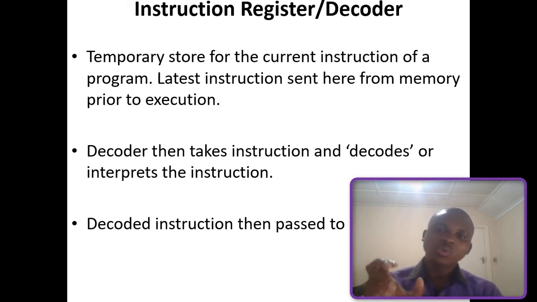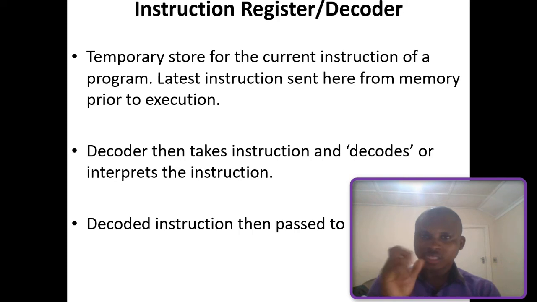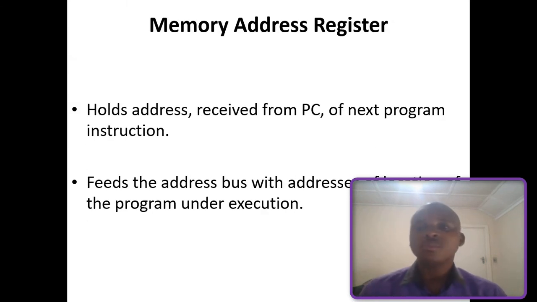Then we have the instruction register or instruction decoder, the temporary store for the current instruction. It will be storing the current instruction of a program, which is the instruction being decoded, the latest instruction sent here from memory prior to execution. The decoder then takes the instruction from the instruction register and decodes or interprets it, then passes it to the next stage.